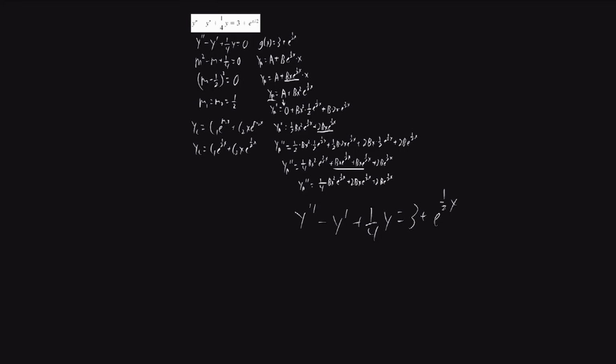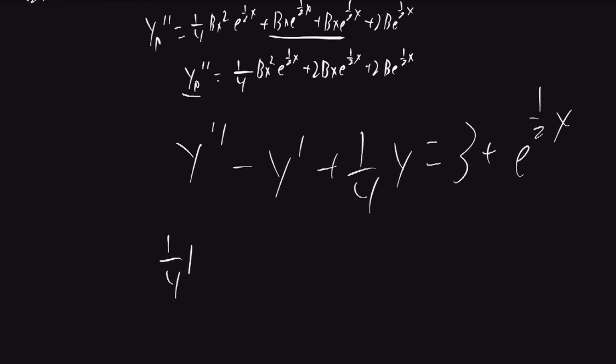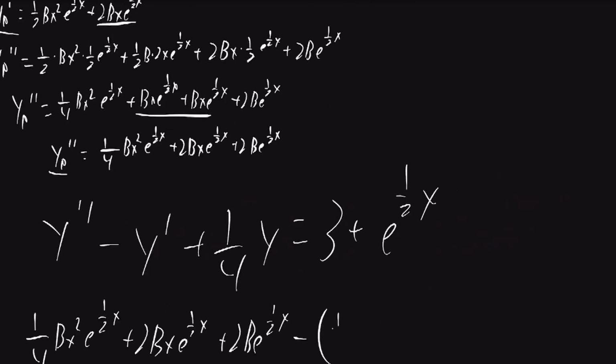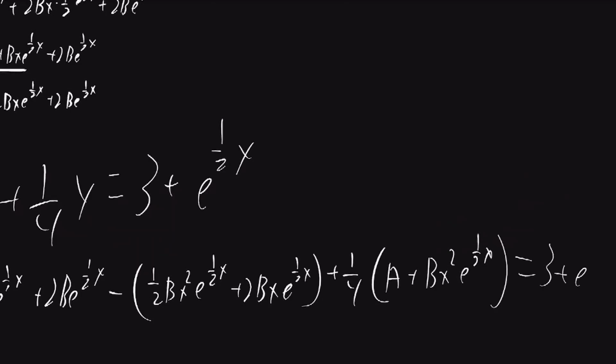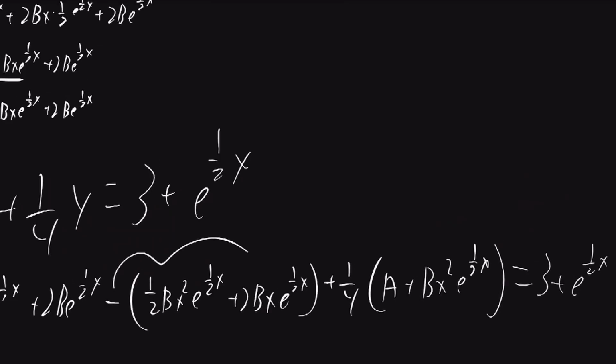Because yp is a solution to this differential equation, we can plug in yp, yp', and yp'' into this differential equation. We'll get 1/4 times b x^2 e^(1/2 x) plus 2b x e^(1/2 x) plus 2b e^(1/2 x) minus 1/2 b x^2 e^(1/2 x) plus 2b x e^(1/2 x) plus 1/4 times a plus b x^2 e^(1/2 x) is equal to 3 plus e^(1/2 x). I'll distribute this negative as well as this 1/4.